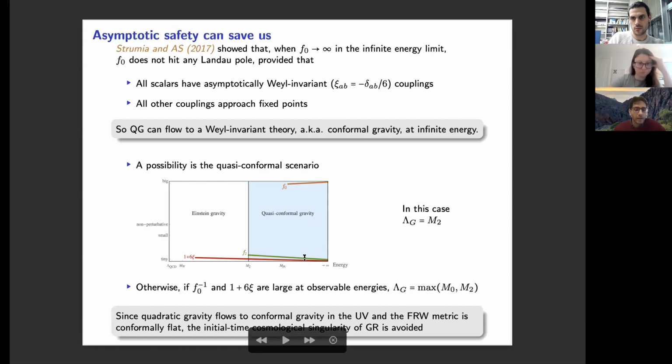There is also a nice thing to say about the initial-time cosmological singularity. Since quadratic gravity flows to conformal gravity in this scenario in the UV, and the FRW metric is conformally flat, the initial-time cosmological singularity of GR can be avoided.